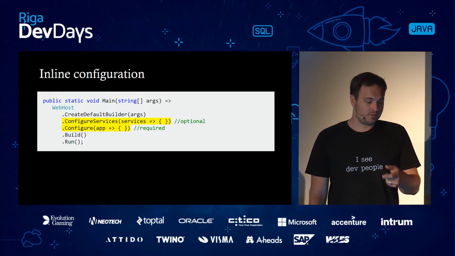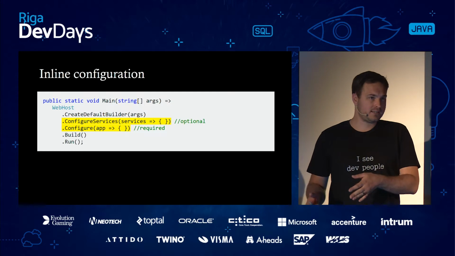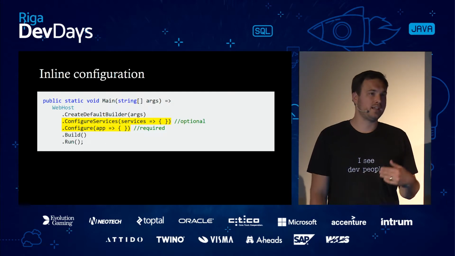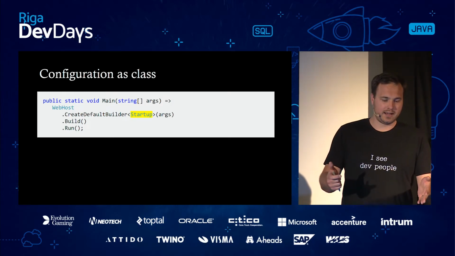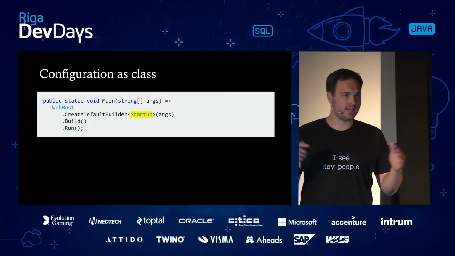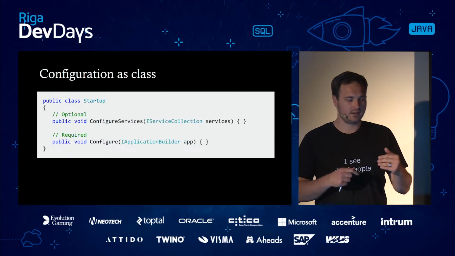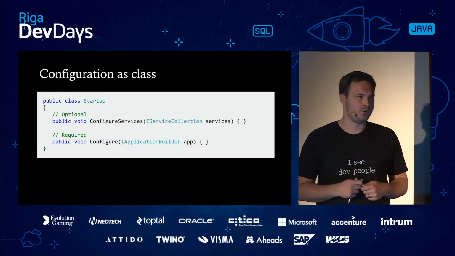But you can also have it as a separate class, specifying it on the web host builder itself as type of T. In this case, it's type of startup. And then we have your startup class as a separate class with the method signatures like we know earlier.